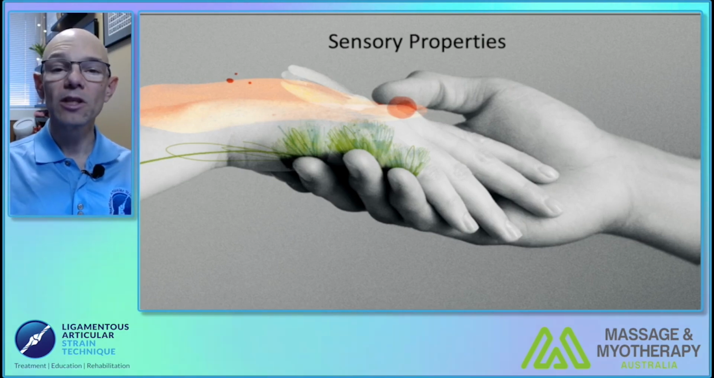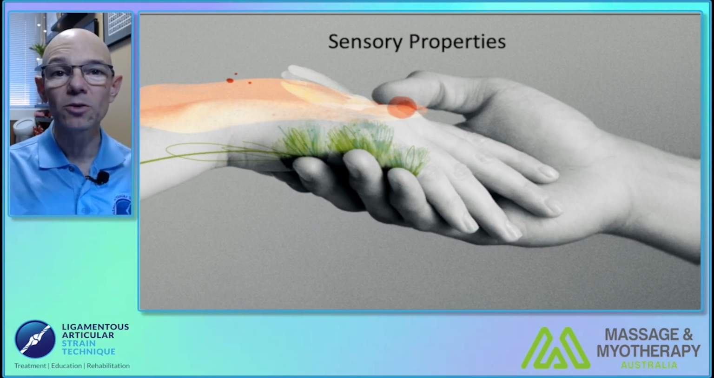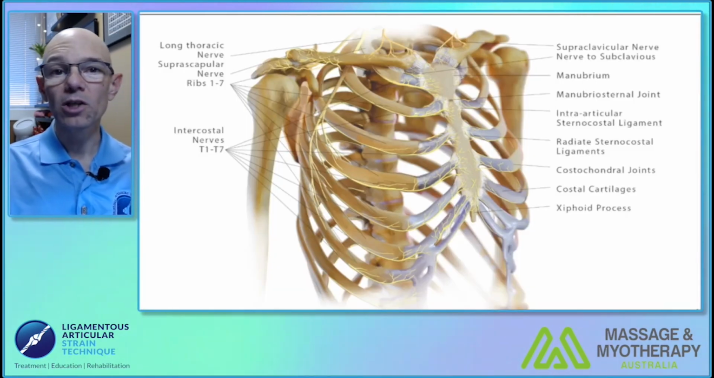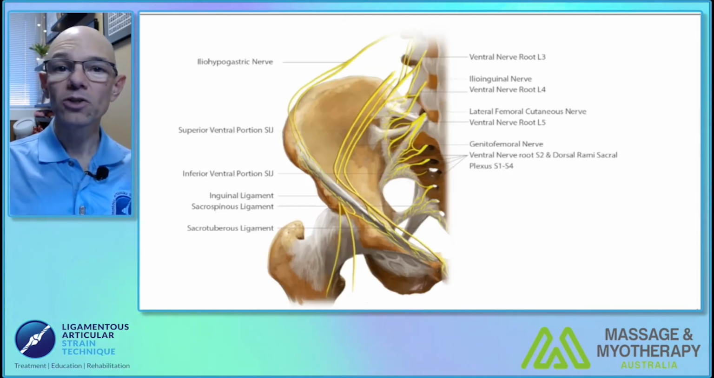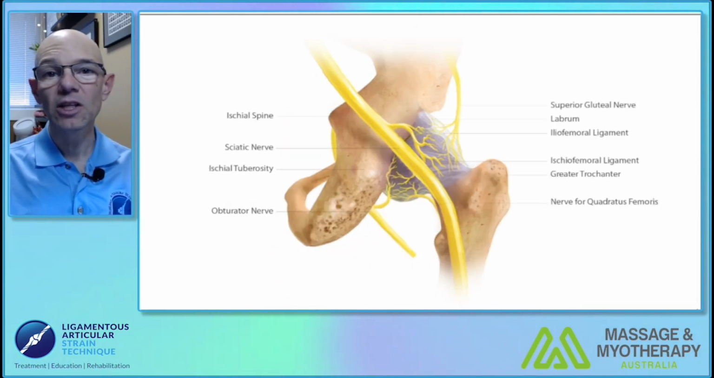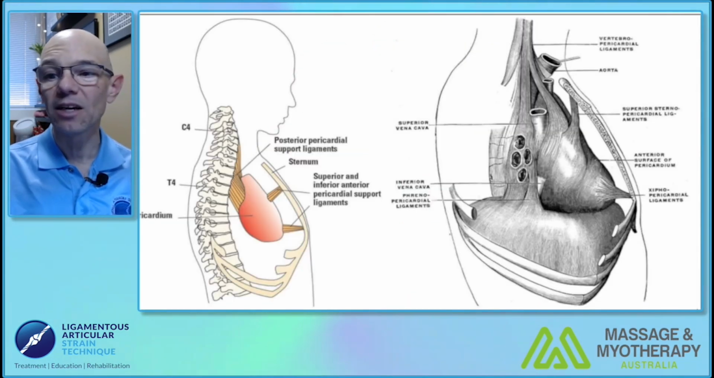So we're going to talk about ligaments, joint capsule tissues, the nervous system. We're going to talk about the sensory properties of the ligaments and joint capsules. We're also going to look at their mechanical properties. We're going to look at the neurological innervations for the sternum, for the rib cage, for the clavicle, for the first rib, for the manubrium. We're going to also look at the neurological innervations for the hip and the pelvis. And we're going to talk about some amazing case studies that I have for you.